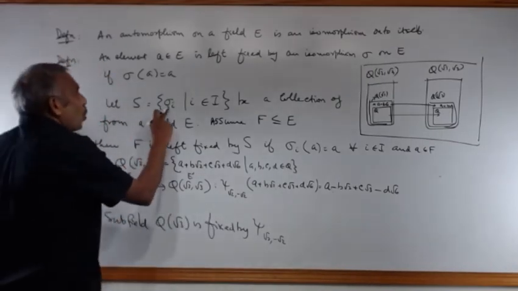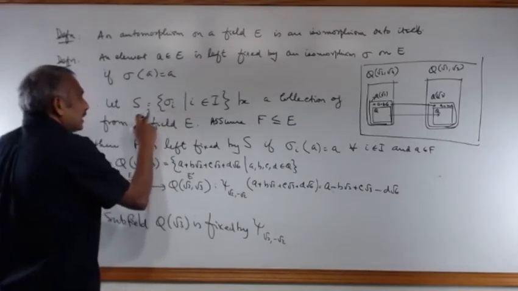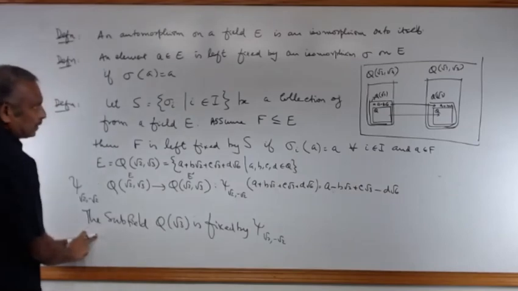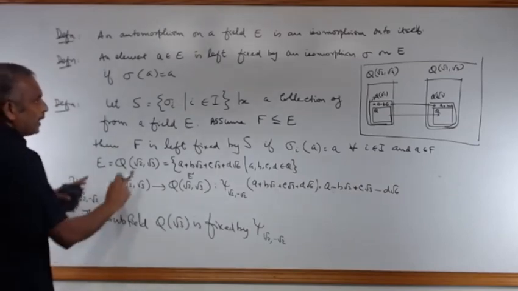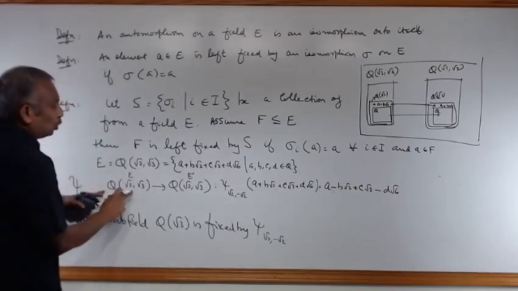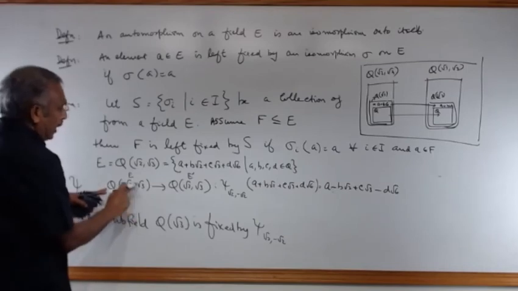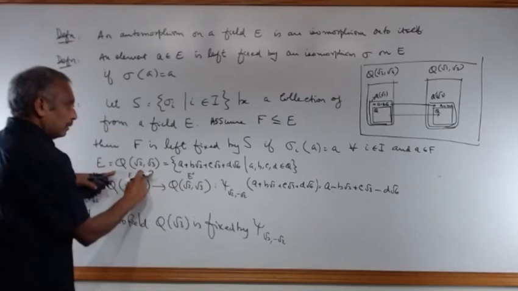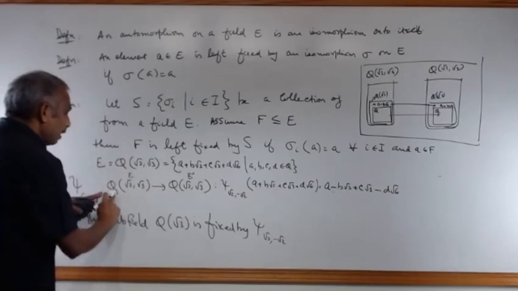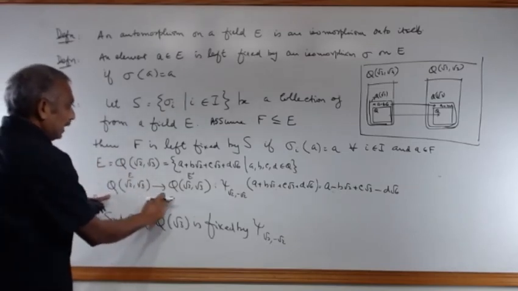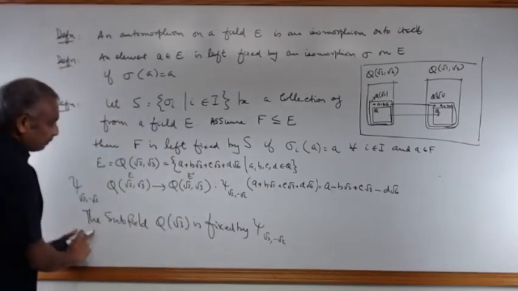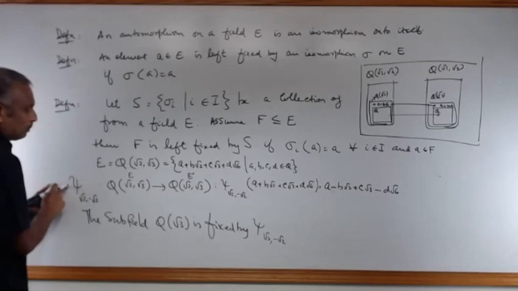In this collection there is only one isomorphism, and that is our conjugate isomorphism. And F is our Q root 3. E is our Q root 2 root 3. So every element of Q root 3 is left fixed by this isomorphism.